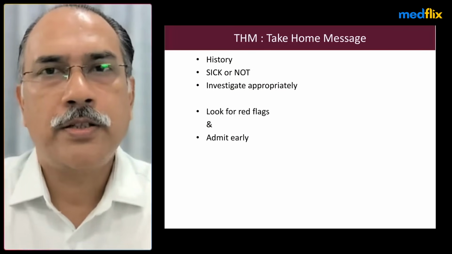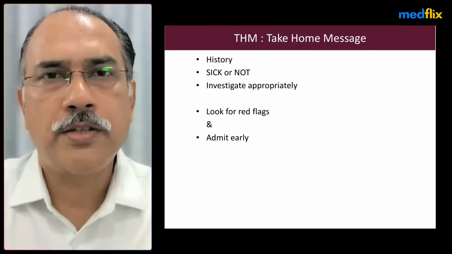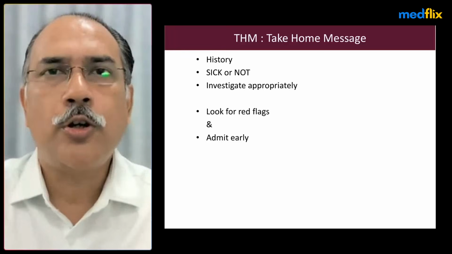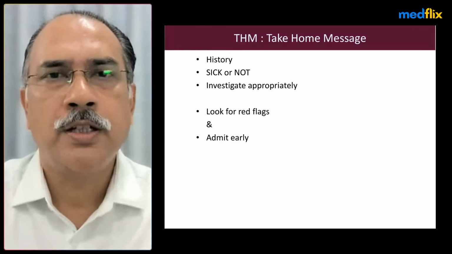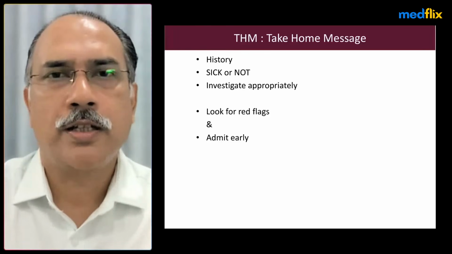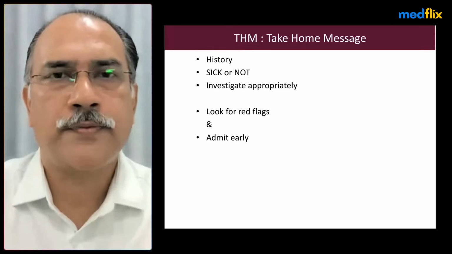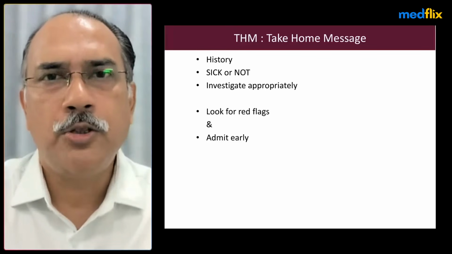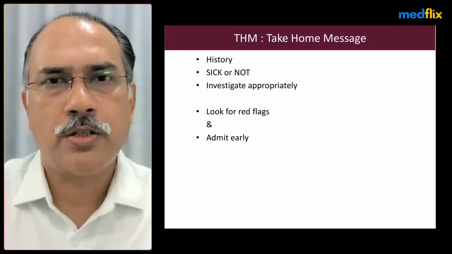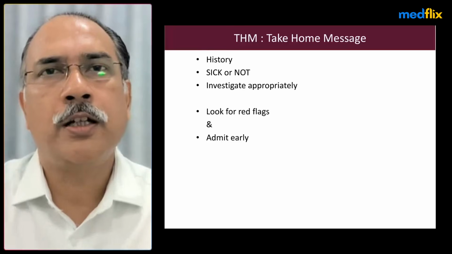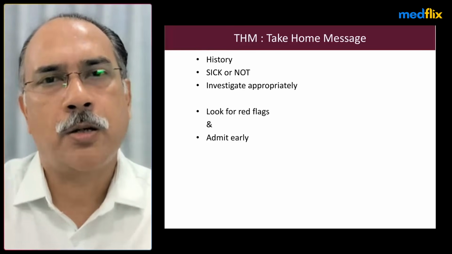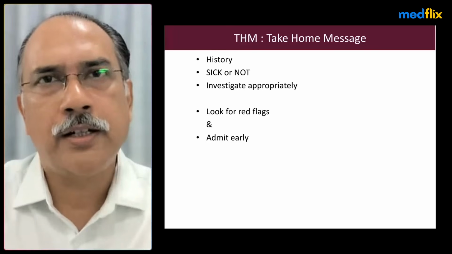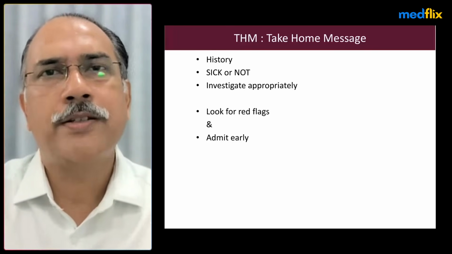So take home message here is very clear. History is very important. There is no emergency if there are no red flag signs. The first important thing is child is sick or not sick, and that applies for everything, not just for monsoon illness. Be judicious in using investigations so as to come to an early diagnosis and prevent unnecessary treatment as well as complications. And whenever in doubt, in monsoon, please admit early.